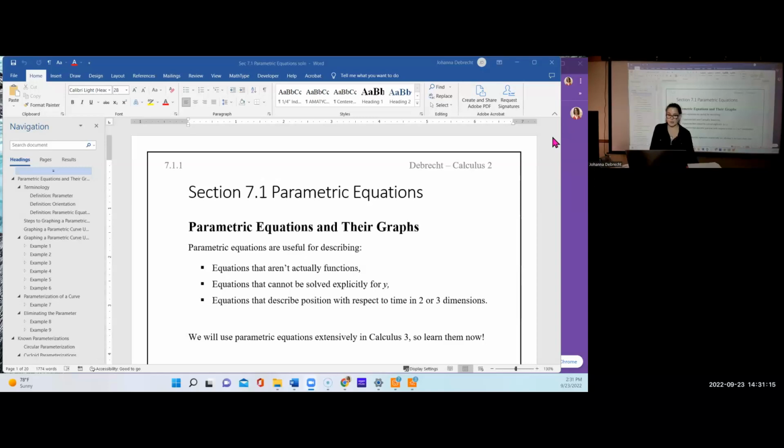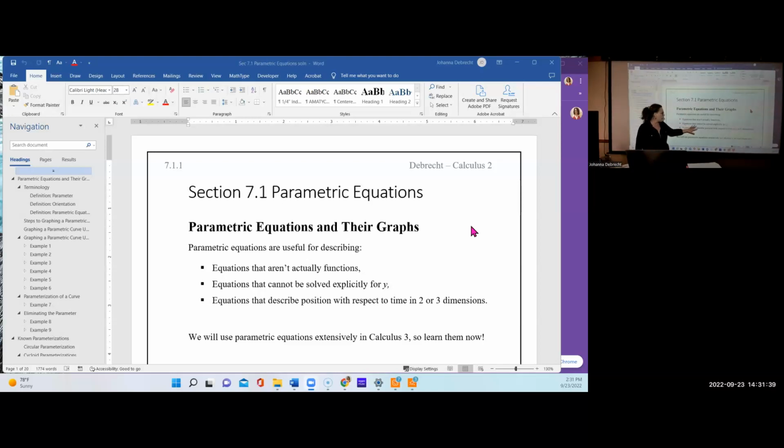Parametric equations are useful in different kinds of situations, including ones where the equations aren't actually functions. It could be a curve that curves back on itself, so it doesn't pass the vertical line test. It is a curve, it is a graph, it's just not a function. So parametric equations are really good for graphing those.